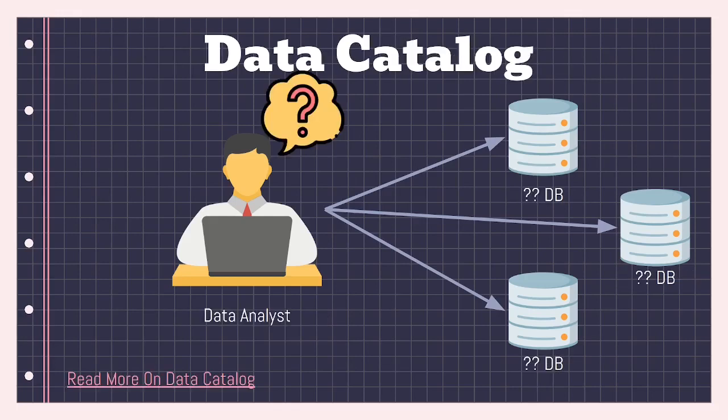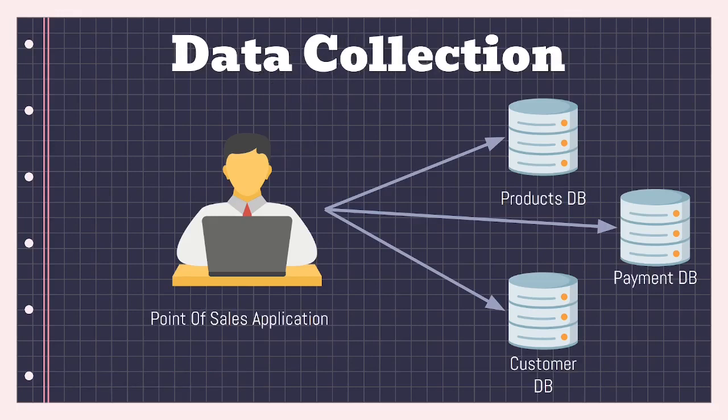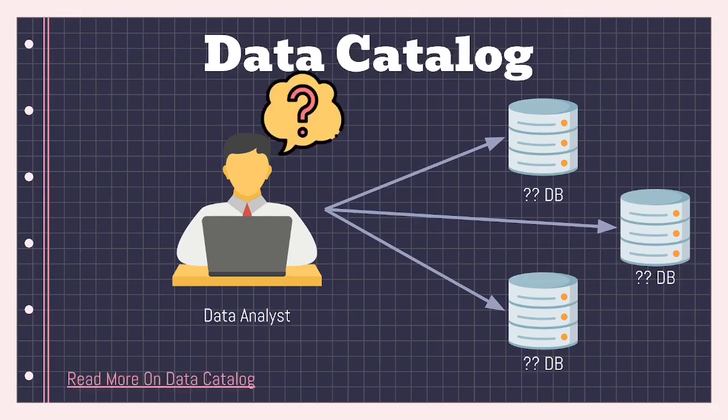Okay, so let's take a look at what a data catalog is. This part was just an introduction. Now you have an idea of what we're talking about: a supermarket having multiple databases and a point of sales application. So let's imagine that you finish this course, learn a few other things, and get a job as a data analyst. You get introduced to the supermarket. Now, as a new employee, you have no idea of the technical infrastructure of the company.